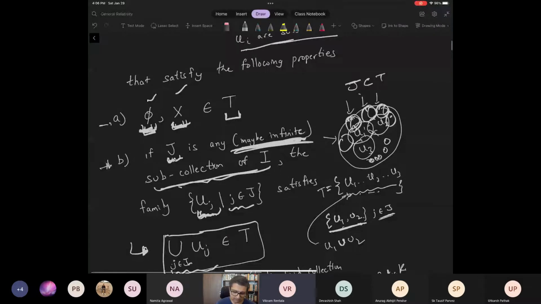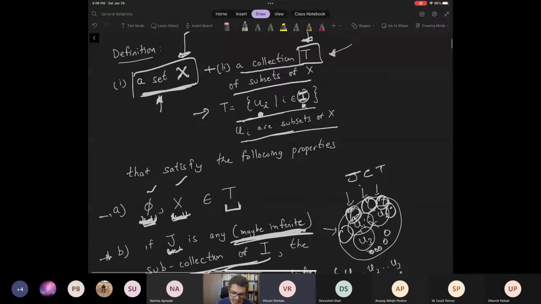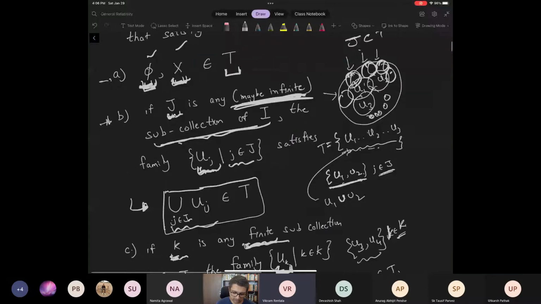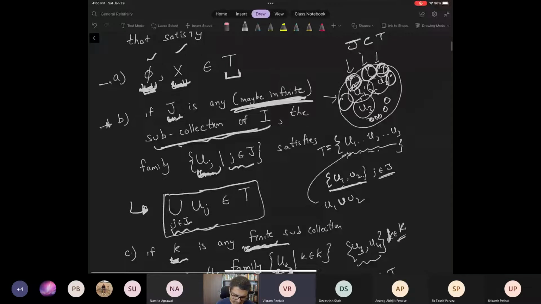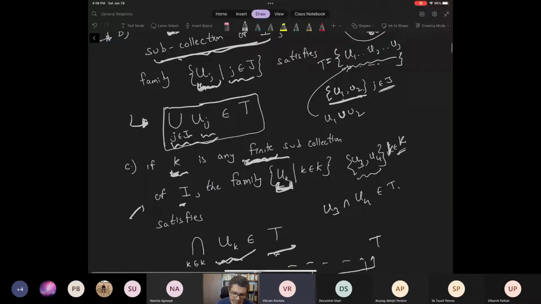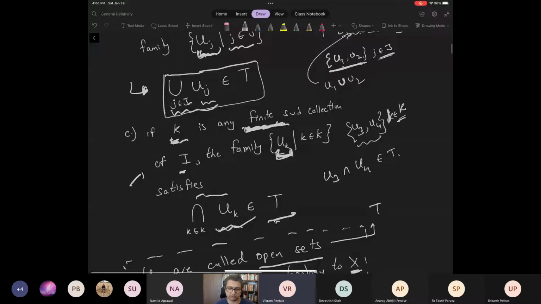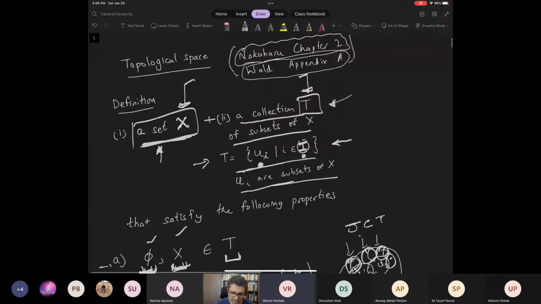Second, if you take any subcollection of these open sets and you take their union, then the union of those also belongs to T. And also, if you take the intersection of a finite subcollection, definitely not an infinite subcollection, the only requirement is a finite subcollection, their intersection also belongs to T. Then you say that T gives a topology to X.